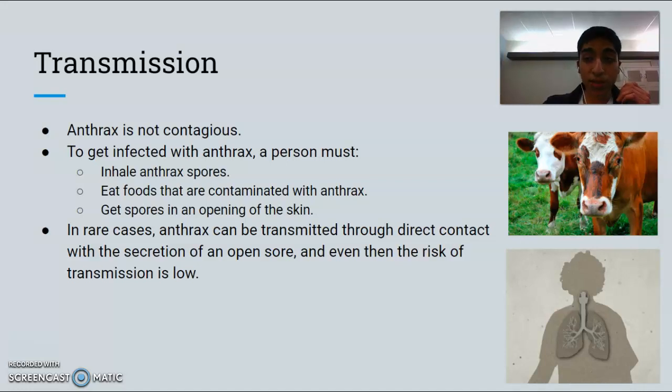You must consume meat that is infected with anthrax, or you must be exposed to anthrax spores through a cut in the skin. In rare cases, the discharges of those black lesions that are commonly found in cutaneous anthrax have been shown to be infectious, but even then, the risk of transmission is low.